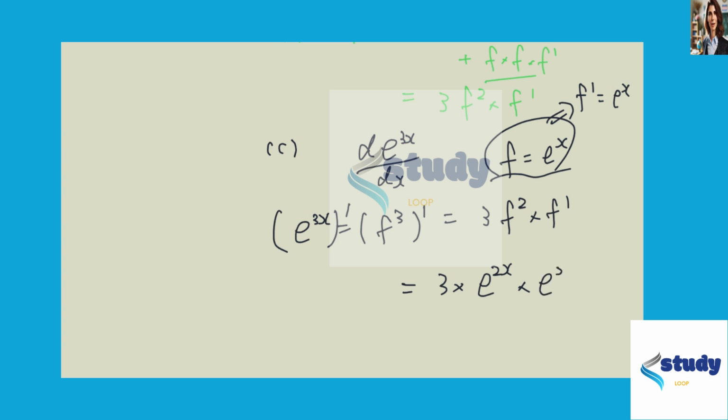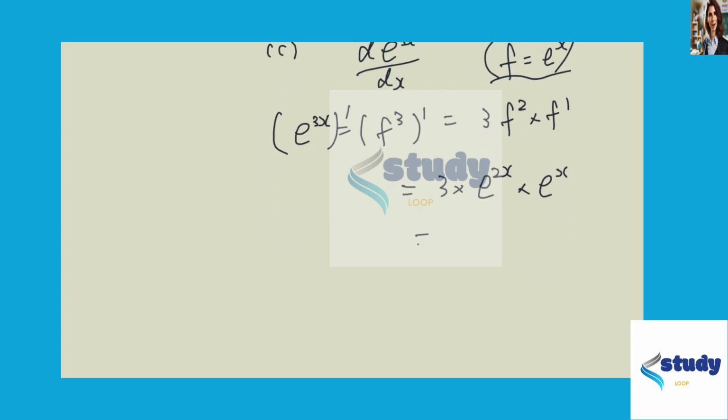So now we have 3 times e to the power 3x. So we get the derivative of e to the power 3x is equal to 3 times e to the power 3x.